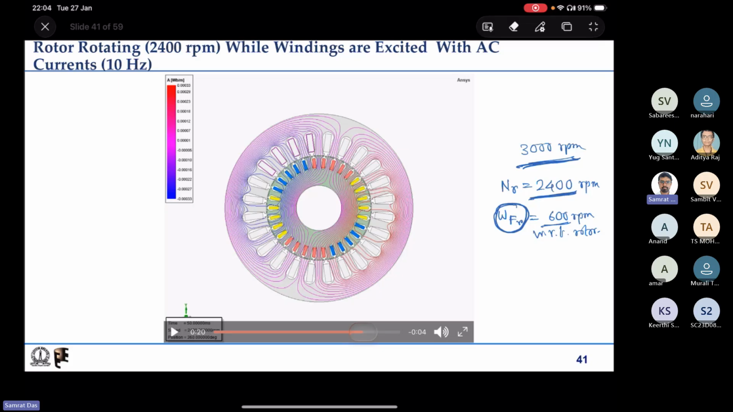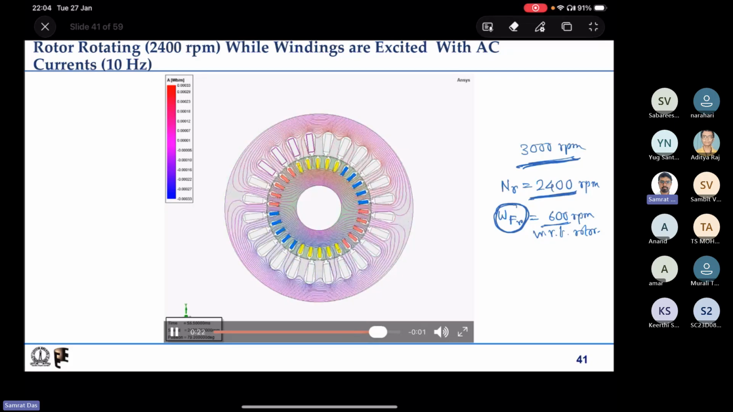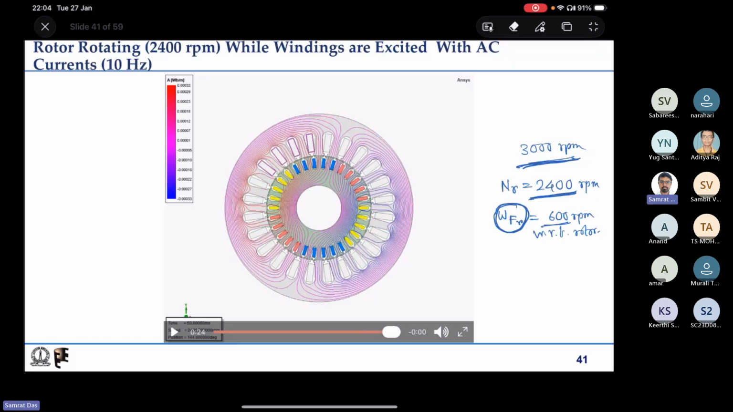So earlier the magnetic field was in the other side R phase belt. Now after 50 milliseconds it has gone to the opposite side R phase belt. So this is the animation that shows you that in this case the rotor magnetic field itself is rotating because of AC current excitation, rotating with respect to the rotor itself. And if the rotor also rotates, then utilizing the relative speed, the speed of the rotor magnetic field can be equal to the stator magnetic field.